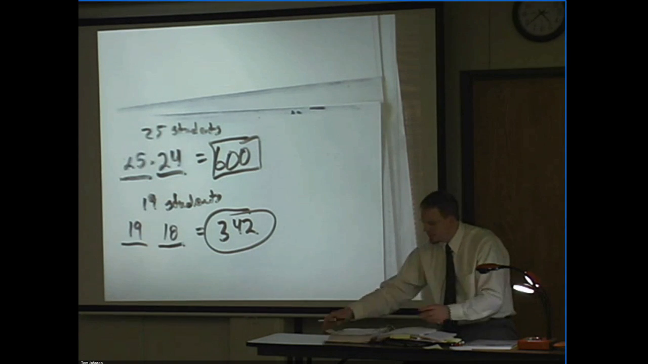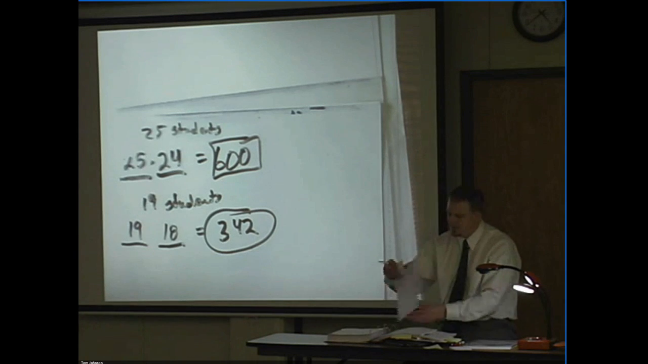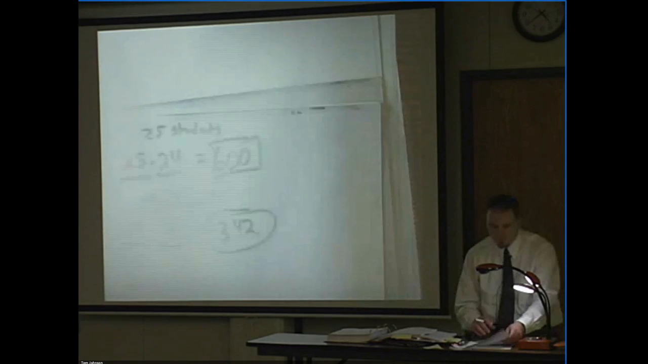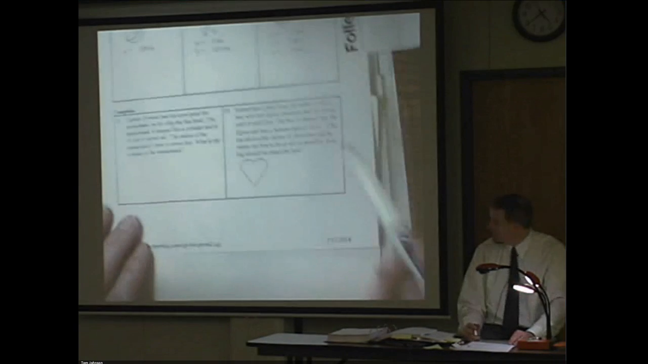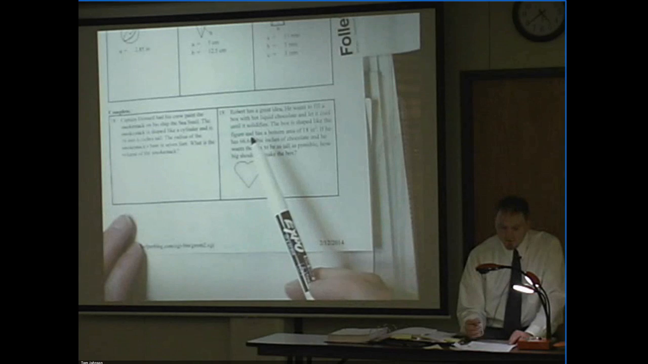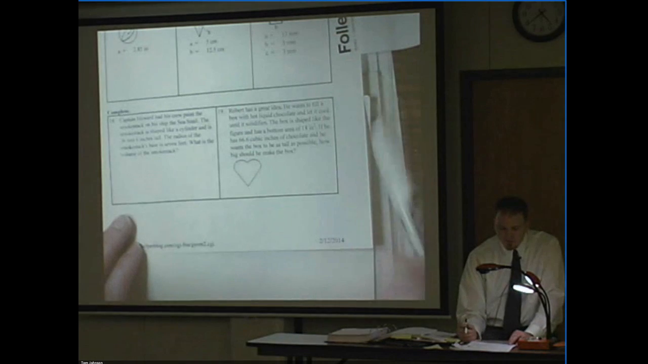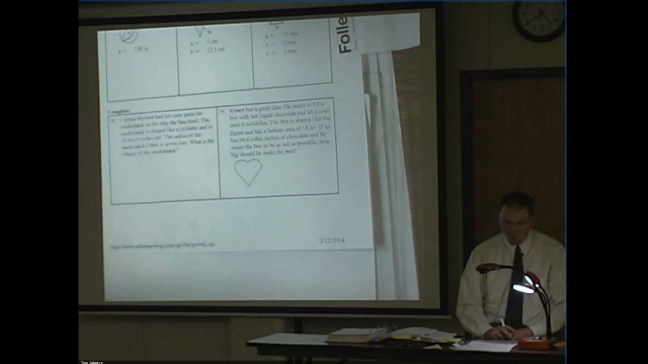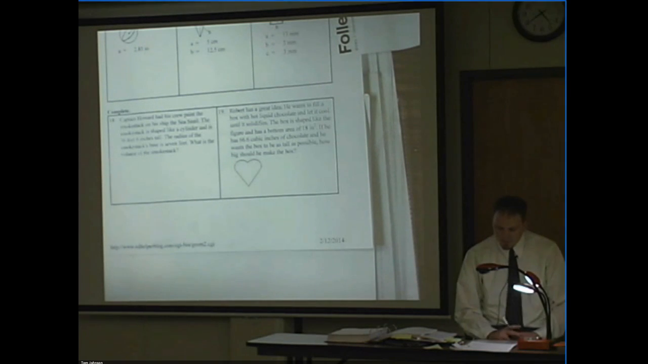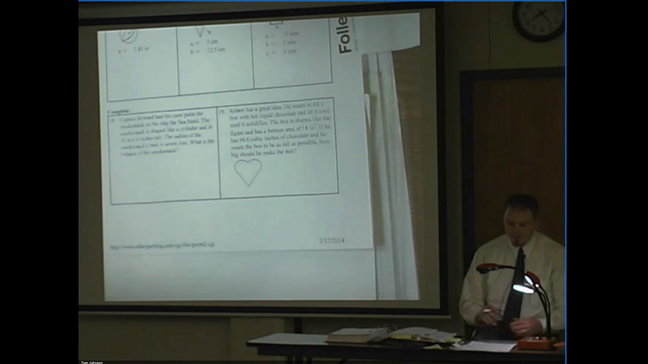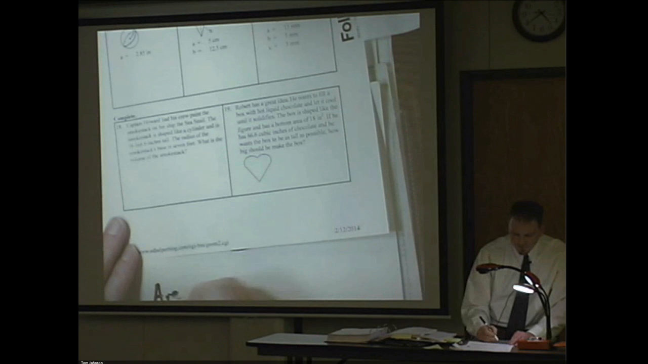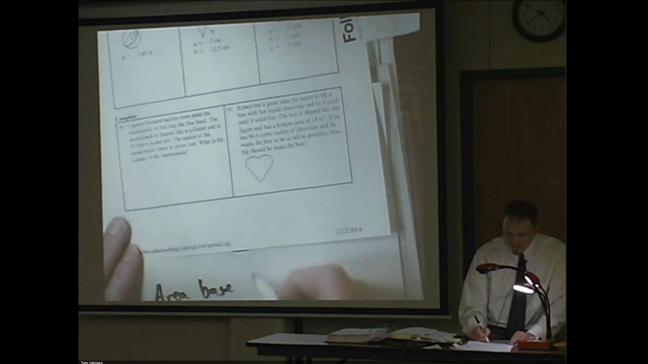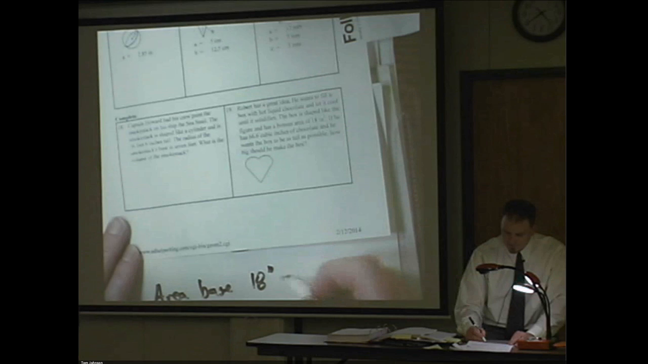Then our last one that I'm going to work on right now is a little bit of a geometry problem. This is number 19. It says, Robert has a great idea. He wants to fill a box with hot liquid chocolate and let it cool until it solidifies. The box is shaped like the figure and has a bottom area of 18 inches squared. So the area of the base is 18 inches squared.